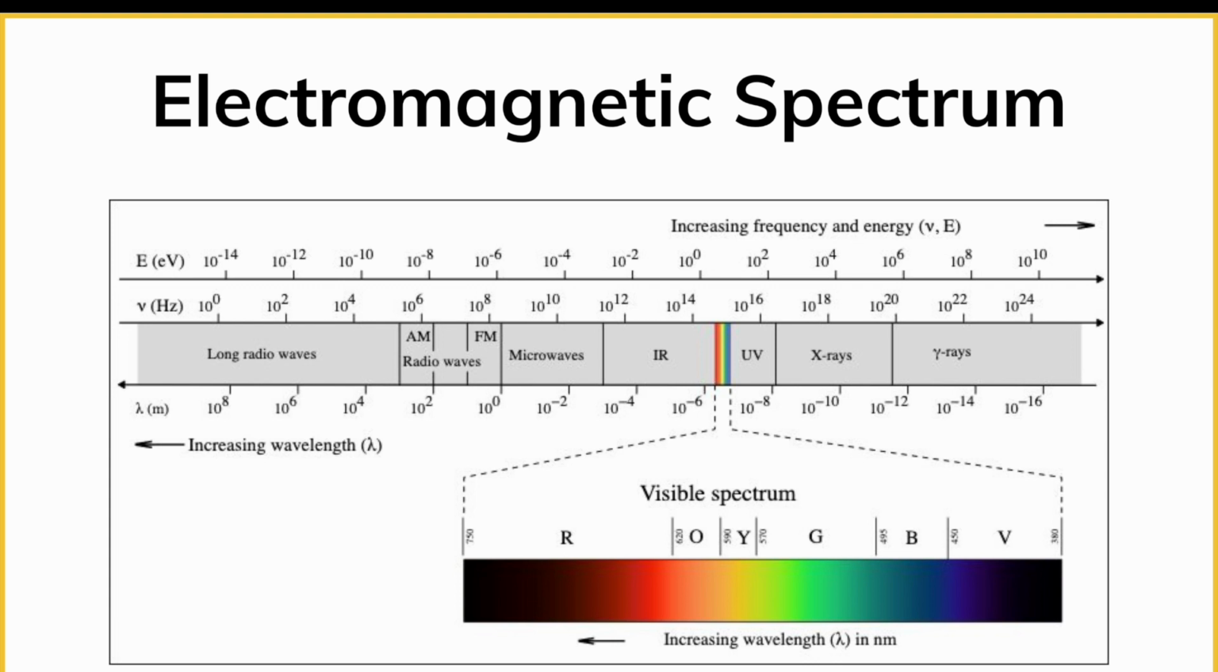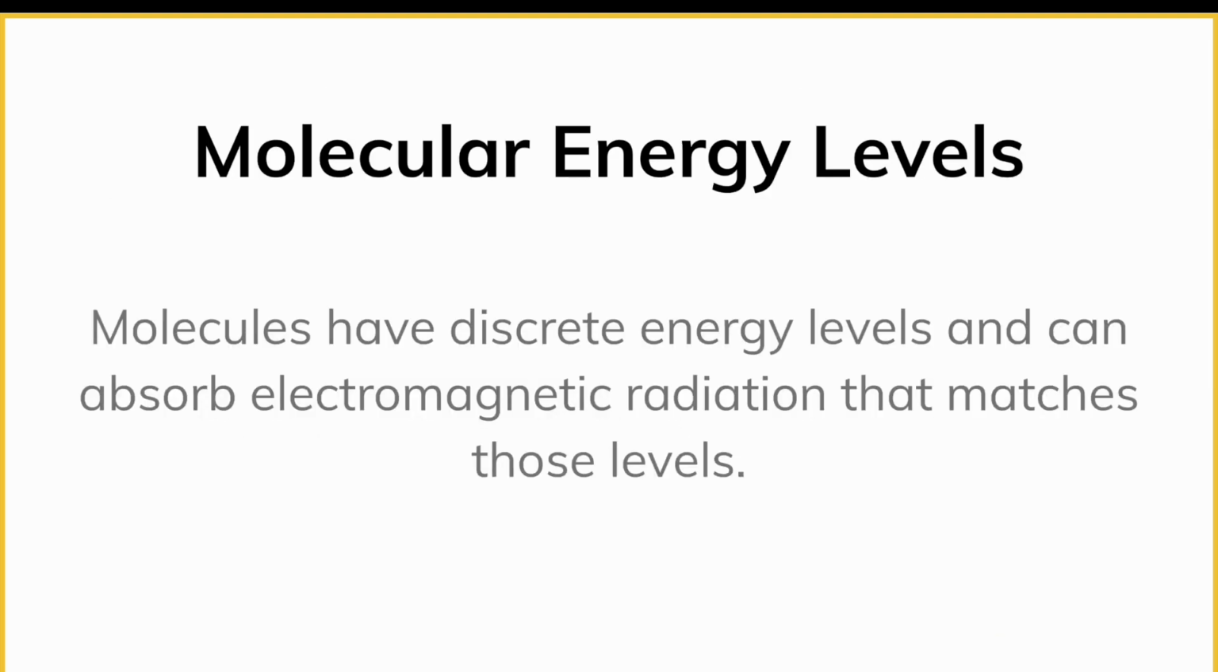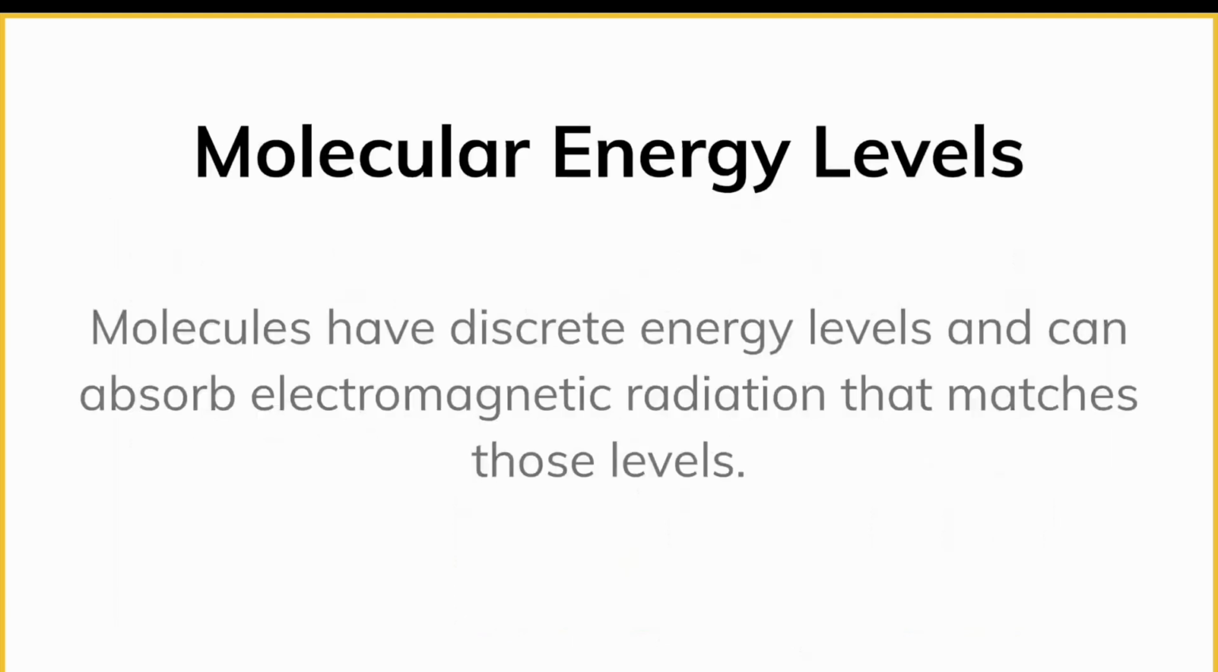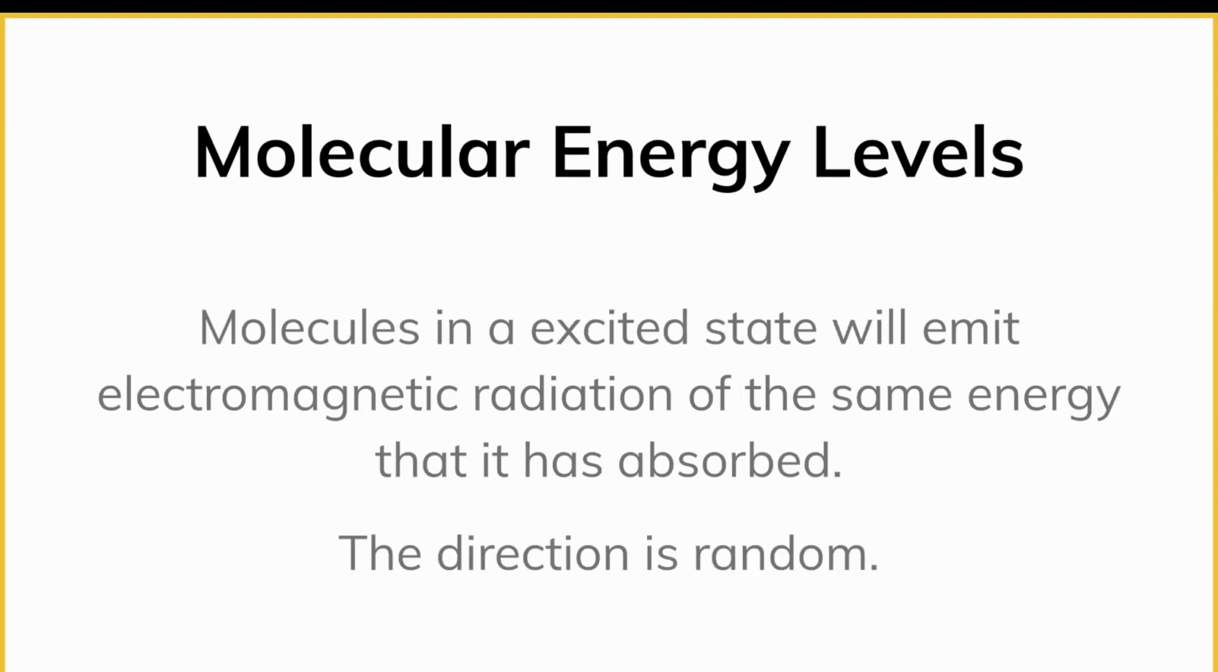So molecules and atoms have discrete energy levels, meaning that they can absorb a specific energy. And as we saw in the electromagnetic spectrum, the energy is related to the wavelength of the electromagnetic energy. So there are particular wavelengths that get absorbed by particular molecules. Once a molecule absorbs that energy, it will be in an excited state. And at some point, it will release that energy. It will be radiation in the same wavelength or the same energy, but the direction will be random.